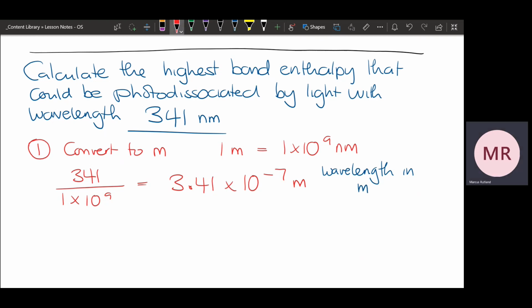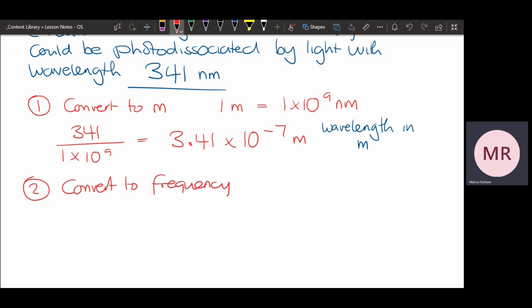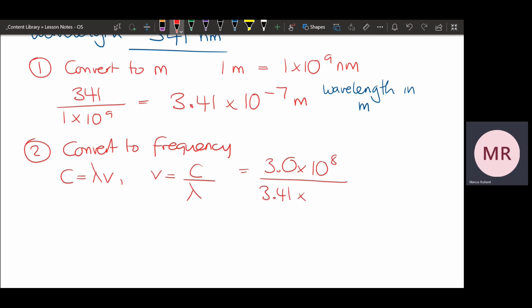The next step then is to convert to frequency, because we've got to be in frequency in order to use the equals HF to work out the energy that the photons could supply, and hence the bond enthalpy of the bond they could break. And so this uses C equals lambda V. So hence we're after frequency. Frequency is C divided by the wavelength. And remember, C is the speed of light in a vacuum. It's on the data sheet, 3 times 10 to the 8, divided by 3.41 times 10 to the minus 7.